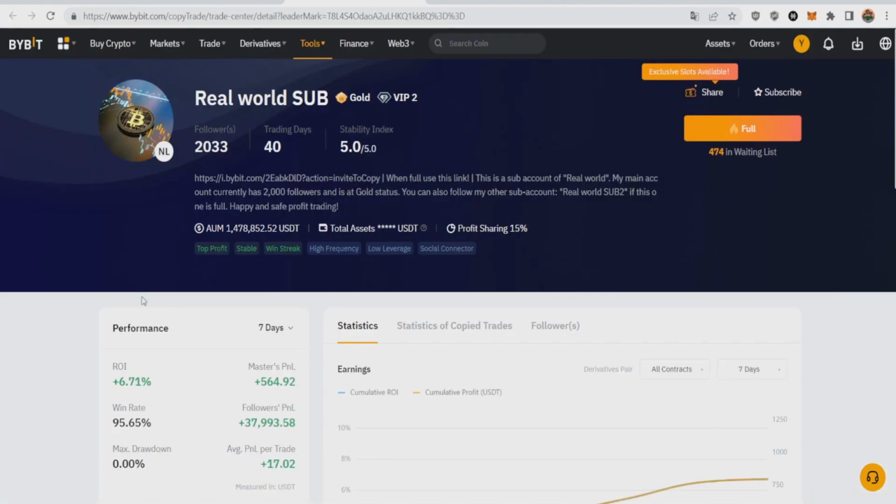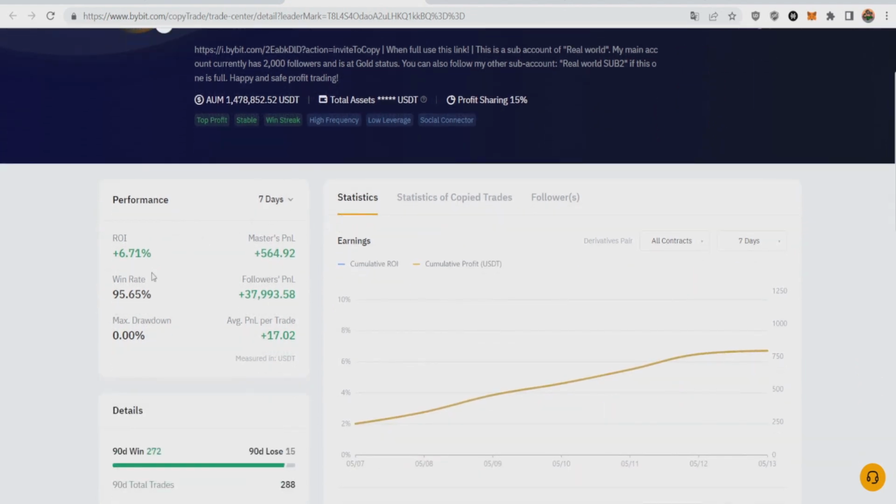So once you're at the trader, there are other key things you need to look at. You want the trading days to be at least like 25, so they're not really new, so you know they have a lot of experience. Then when you go to the 7-day performance, you want this return of investment to be anywhere from like 4 to 10%. Anything above 4 is really good. You want the win rate to be at least 90% and you want the master profit to be positive.